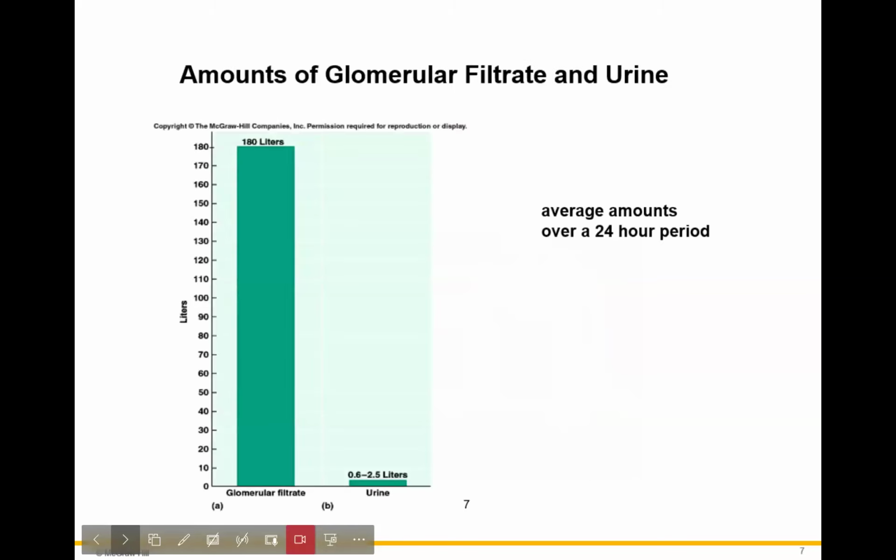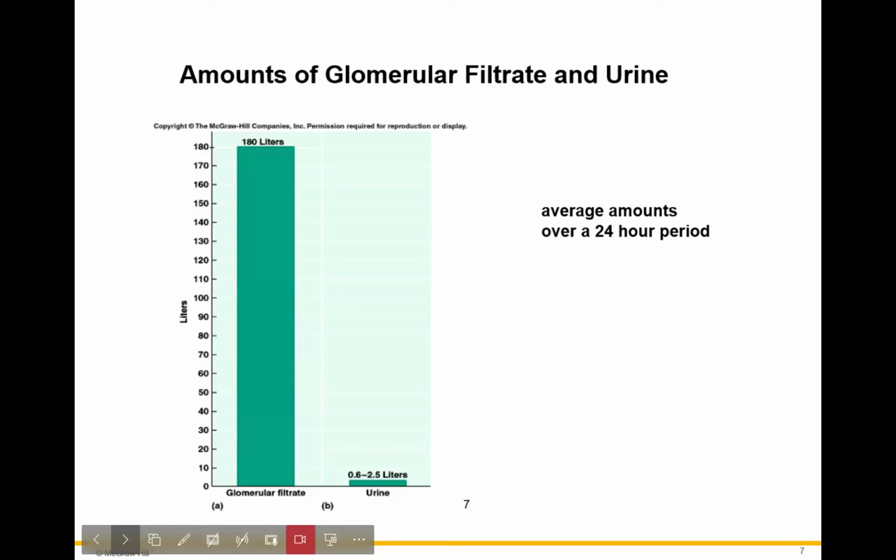All right. So the amount of filtrate that's generated in a day is about 180 liters. So think of a liter or 2 liter bottle of soda. That's a lot of water. Obviously, you're not urinating that much. You're reabsorbing most of it. Average urine volume per day is between 0.6 and 2.5 liters. So that's how much is actually being reabsorbed.